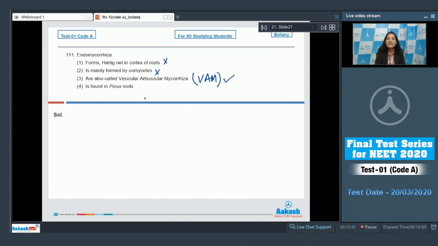It is true. Is found in pinus roots. No, in pinus roots it is ectomycorrhiza, which can be easily seen. So the correct option for the given question is option number 3. Let's move to the next question.